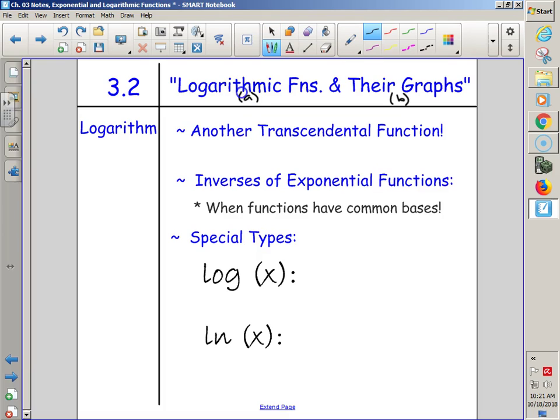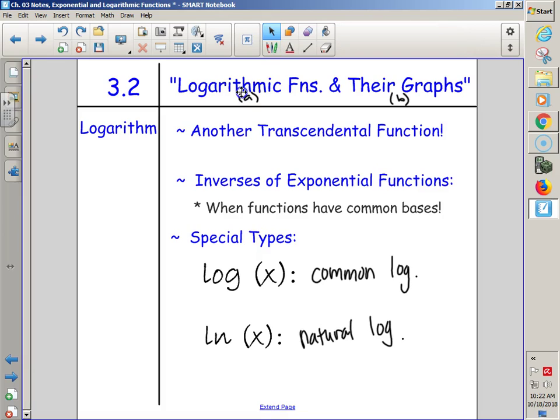This guy, you guys know his name? Nope. He's a common log. This one's a natural log. And where do their names come from? Ready? I'm going to teach you how to cheat. Not really, but kind of.